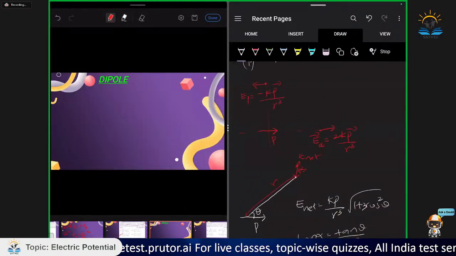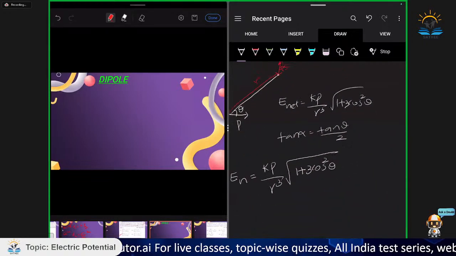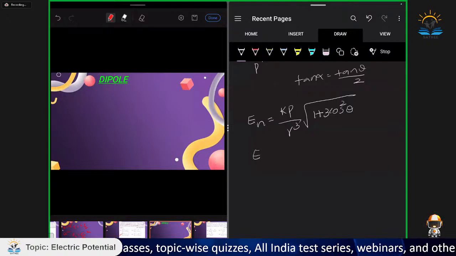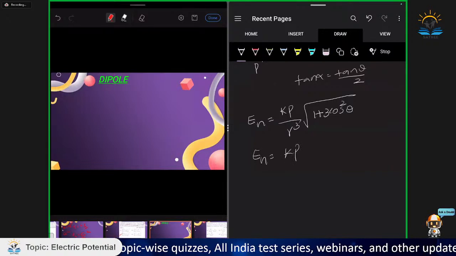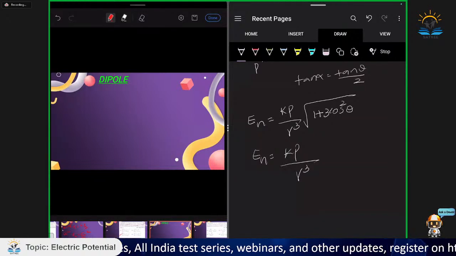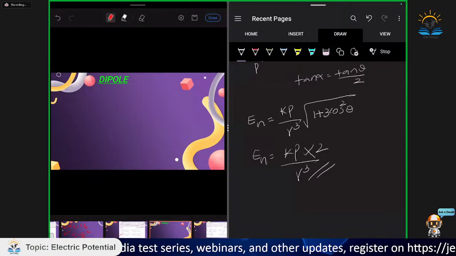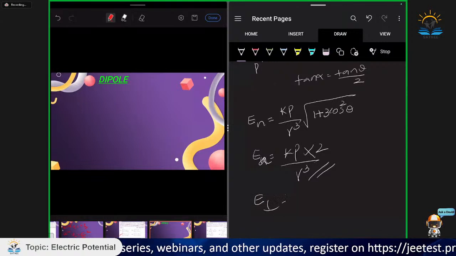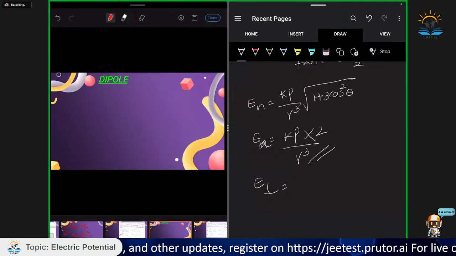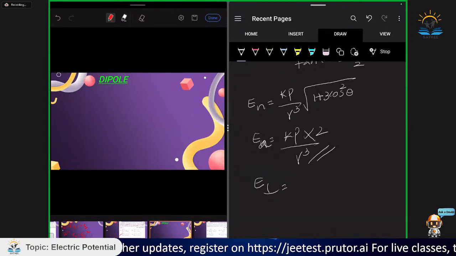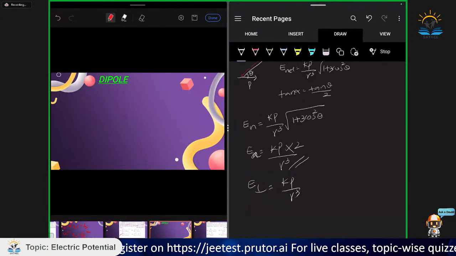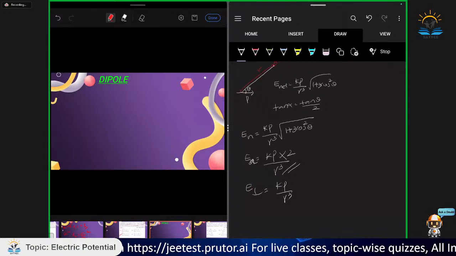See, along the axis theta will be 0. E net is equal to kp by r cube root of 1 plus 3, that is root 4, which is 2, so 2kp by r cube along the axis. And along the perpendicular direction theta will be 90, so 3 cos square theta is 0, root 1, that is kp by r cube. To find the direction, we know tan alpha is tan theta by 2.